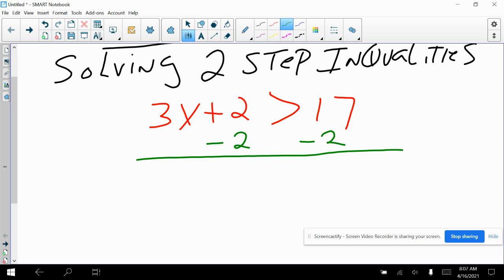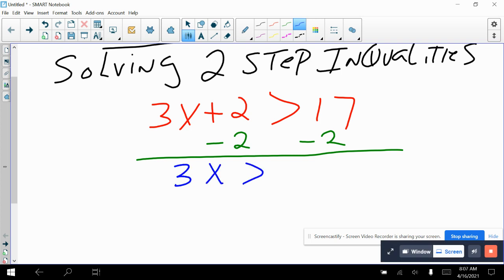Okay, it's not going to be about just finding the answer. You're going to have to know a few of these things. You're going to have to know some properties that we've gone over.